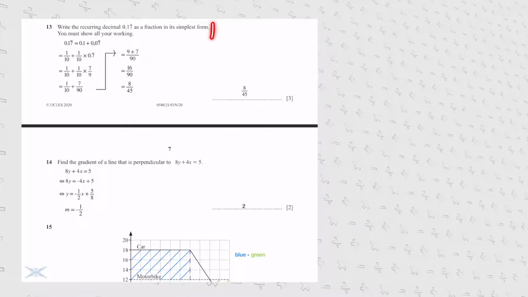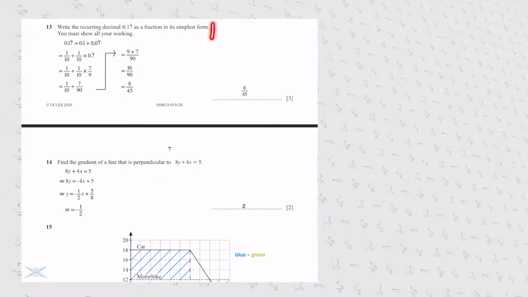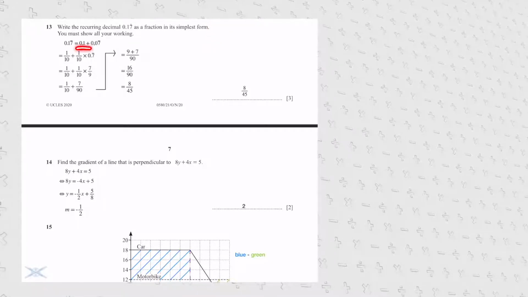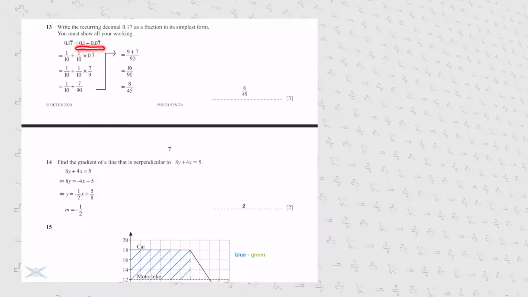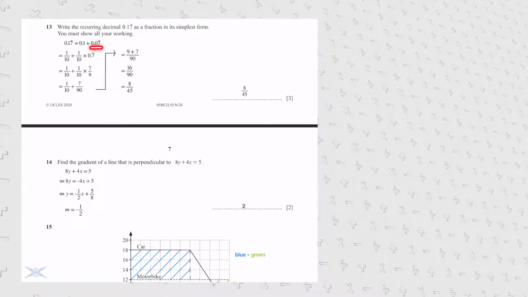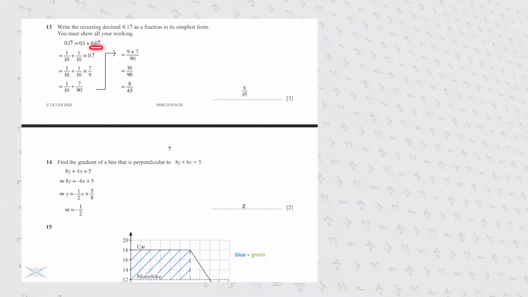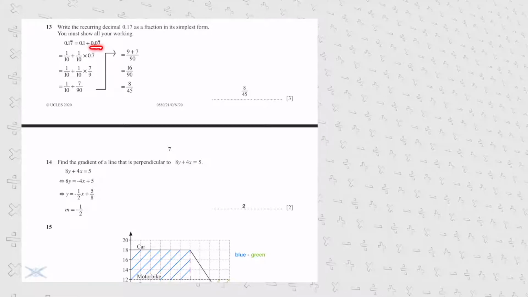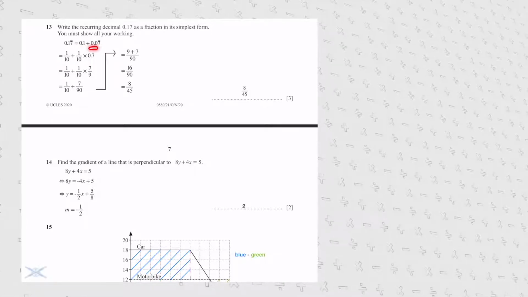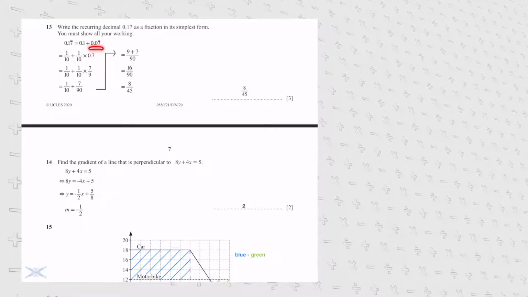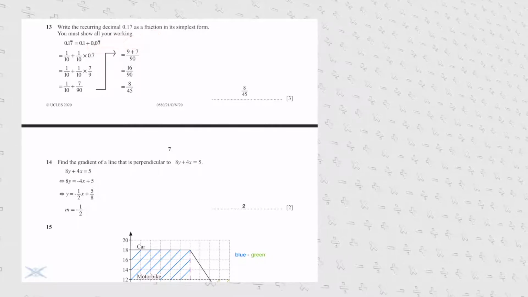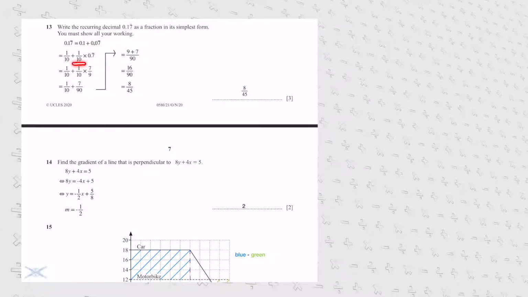13 requests from us to write the recurring decimal as a fraction in its simplest form. We must show all of our working. In order to do this successfully, we need to split up the recurring decimal into two parts, into a non-recurring decimal and into a recurring decimal. From there, we will attempt to convert both of those numbers into fractions. 0.1 is then converted into the fraction 1 over 10. The latter half of the expression can be converted to 0.1 multiplied by this expression over here, whereby 0.1 can then be easily transferred into the fraction 1 over 10.